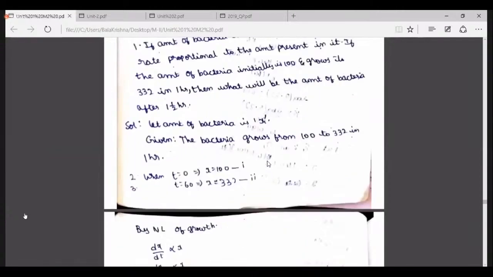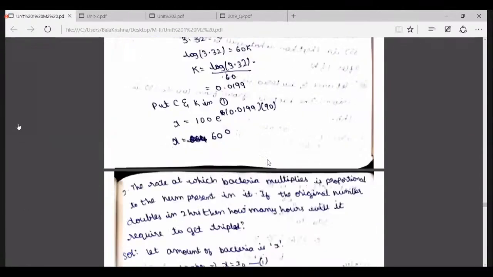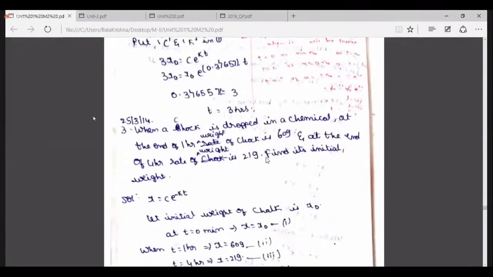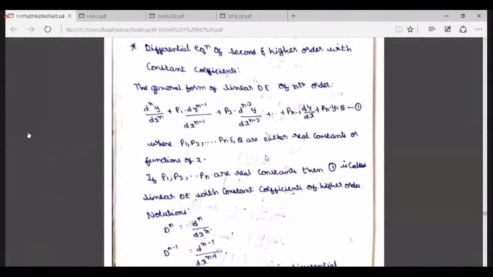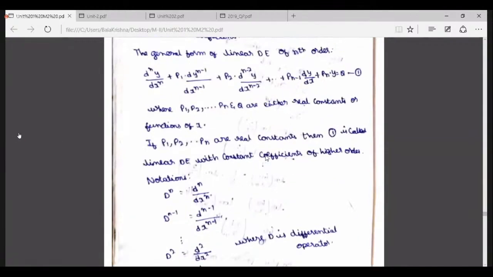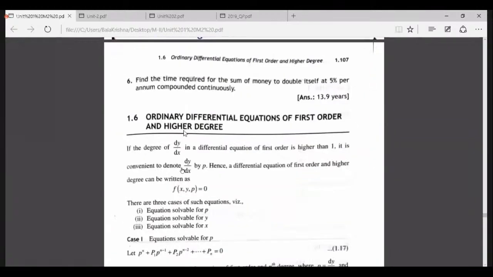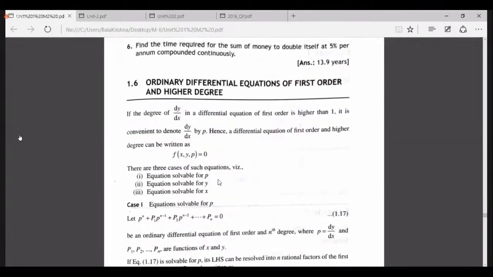Okay. So this is about the applications of this one. So with this, the first part of the first unit is over. The second part is ordinary differential equations of first order and higher degree. So here we will have differential equations of first order only, but the degree is not 1. It may be 2, 3 like that. In such cases, you will have three types: solvable for p, y and x.